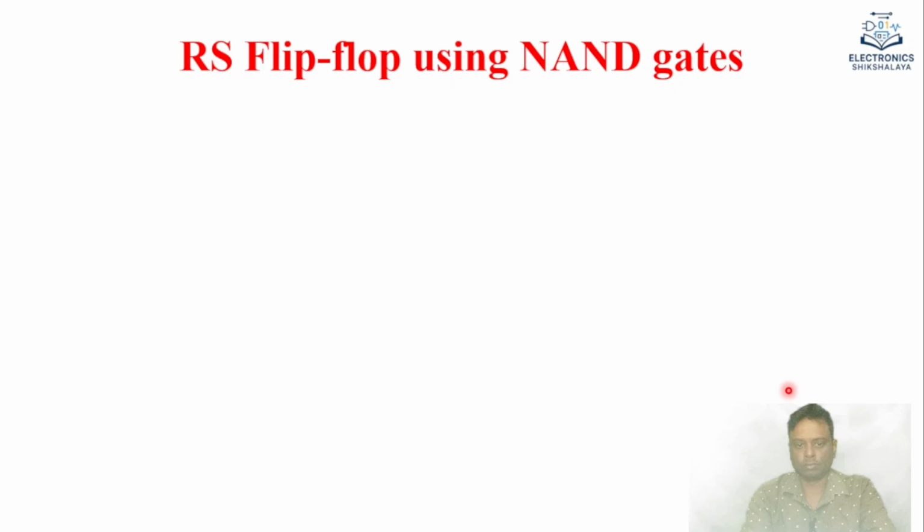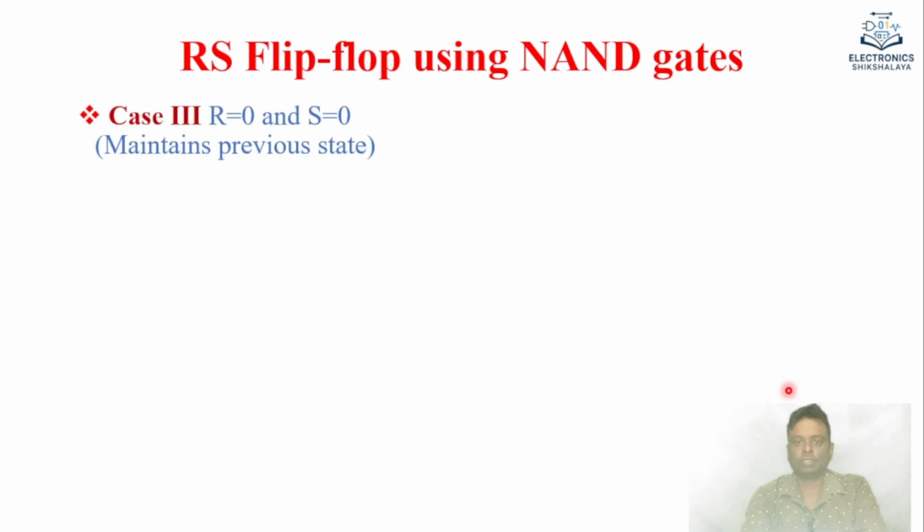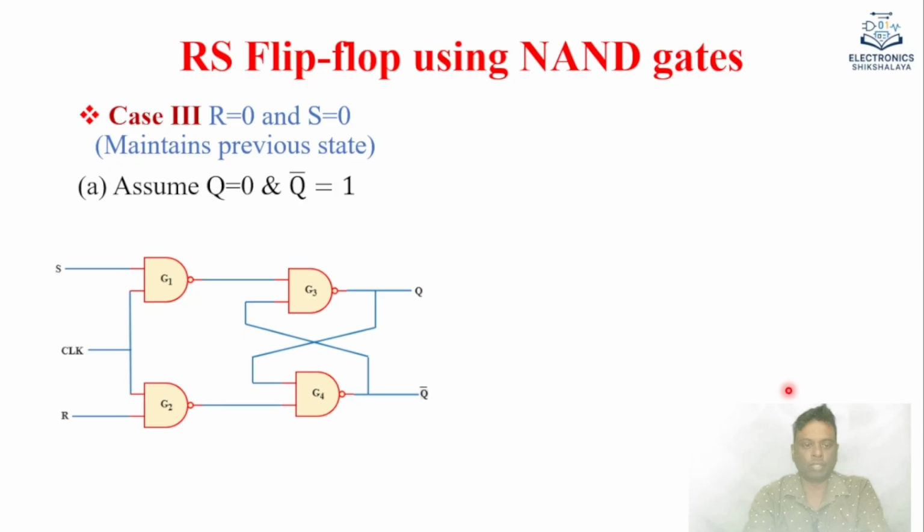The third case is when both inputs of this flip flop are 0 0. Let us see what happens. We are assuming now Q value equal to 0 and Q bar value equal to 1. Both inputs of this flip flop are 0 0. We are applying S value 0 and R value 0, and the clock is present, so it is 1. Now G1 has the inputs 0 and 1. What will the output?